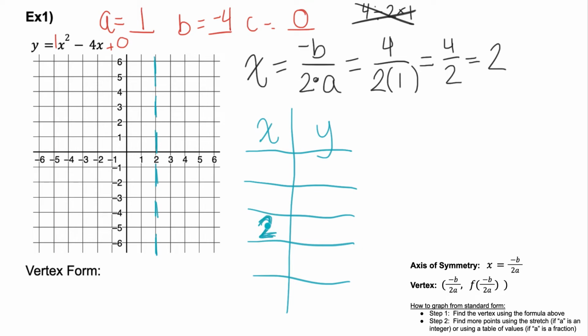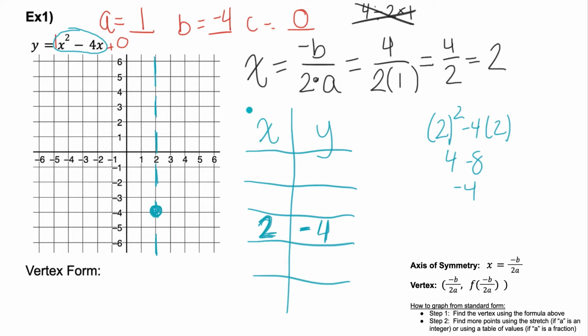And now all I have to do is plug this into my original equation, which is really pretty simple. So I think I'll do this one in my head. I have to do x squared minus 4 times x. So here that means 2 squared minus 4 times 2. So that's going to be 4 minus 8, which is negative 4. So when x is 2, y is negative 4. And I know that to be my vertex. So there's my vertex.